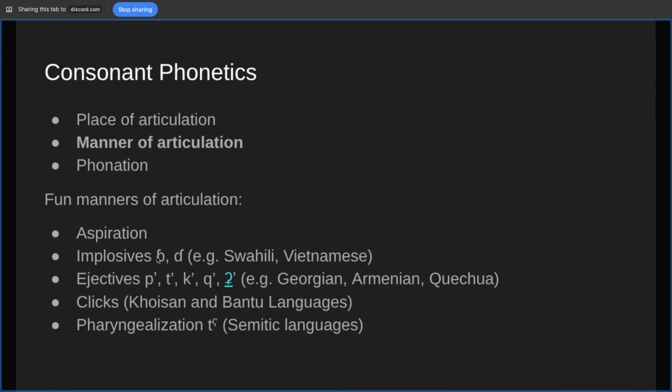Ejectives are when... hold on. So for example, you simultaneously... Mega, correct me if I'm wrong here. I think you simultaneously are building up airflow with your glottis and then releasing it at the same time that you release the stop.